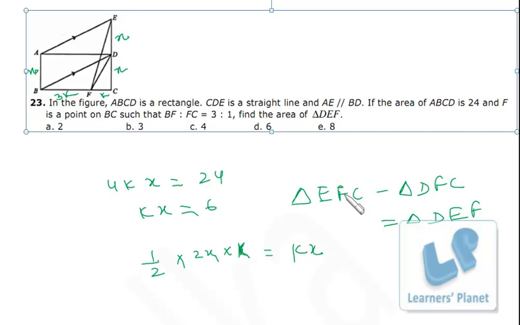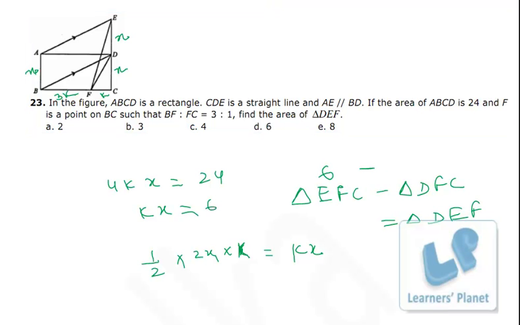KX is nothing but 6, so I write 6 over here, minus the area of triangle DFC. Now this is X, this is K, so it is half KX. KX is 6, so half KX will be 3. So 6 minus 3, the area of DEF will be 3. So quite an interesting problem. Must try.